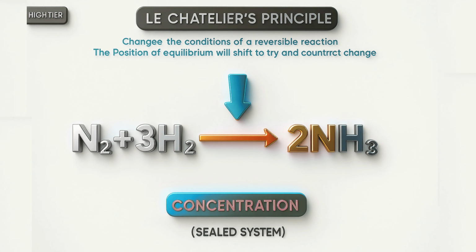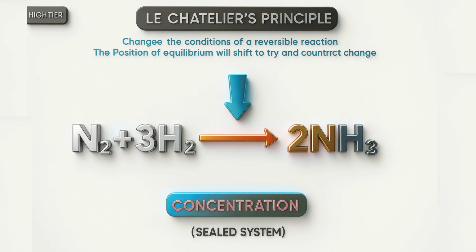On the other hand, if we were to remove some ammonia from the system, reducing its concentration, the equilibrium would again shift to the right to replace the lost ammonia. Essentially, the system is always trying to maintain balance by countering the changes we make.